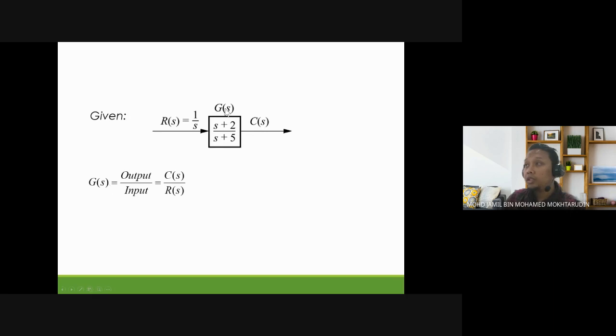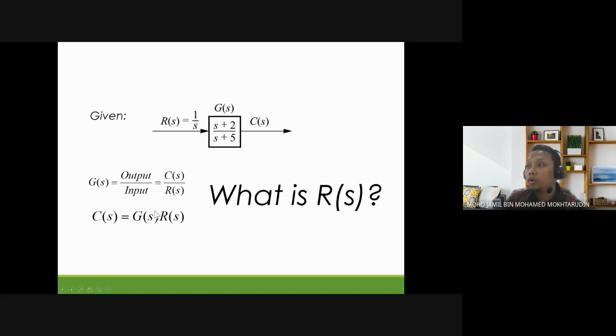G(s) equals output divided by input, so it equals C(s) divided by R(s). To get C(s), you just rearrange, so C(s) equals G(s) times R(s). You can just substitute G(s) and R(s). What is R(s)? Here R(s) is 1 over s, but can R(s) have different values? Let's look first at what R(s) is.